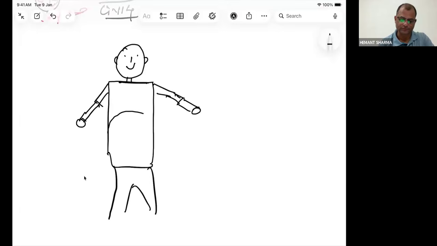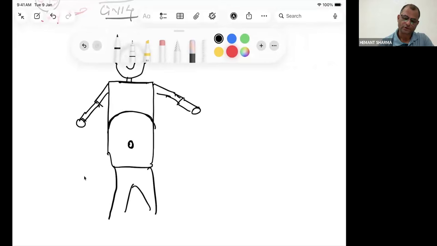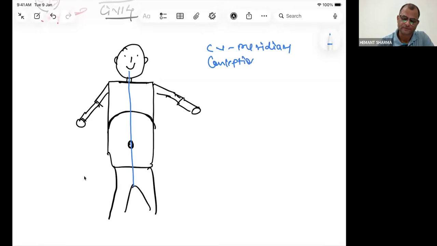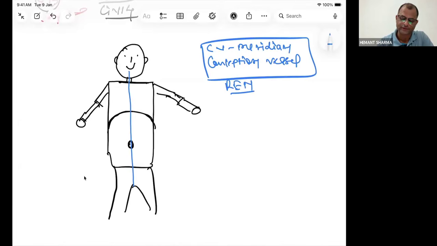And this is the diaphragm. This is the navel area. On the front middle line, this is the CV meridian which is passing. And Conception Vessel, the Conception Vessel is the name of this meridian, also called the Ren meridian.